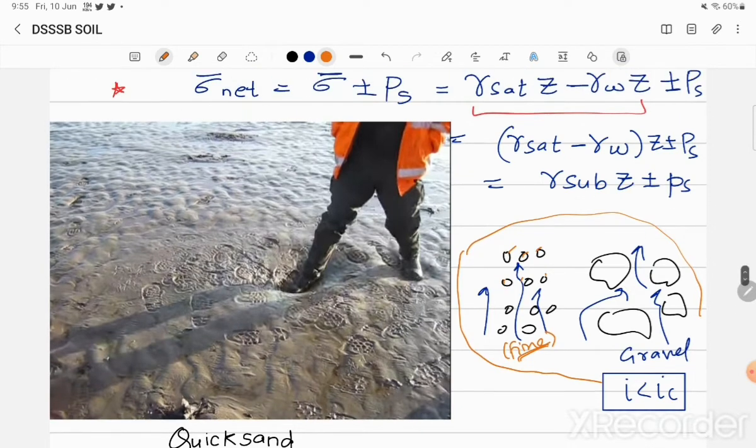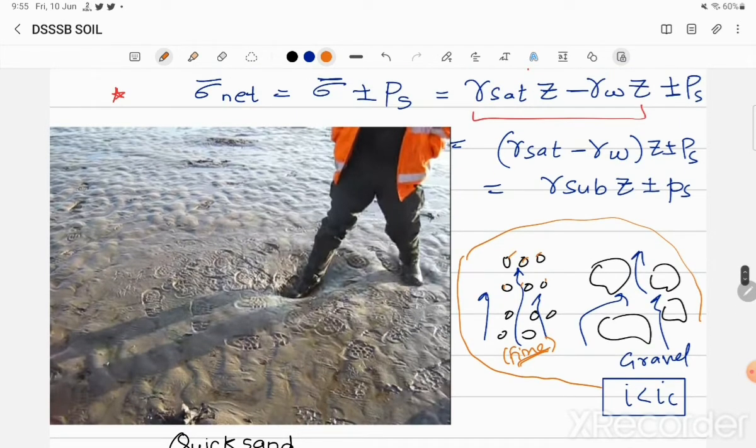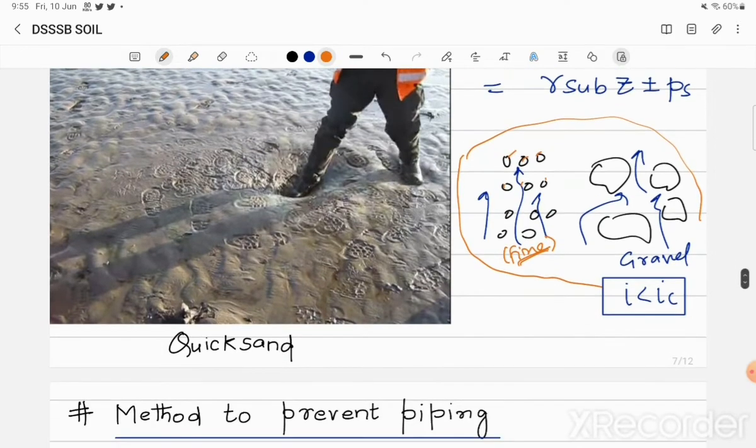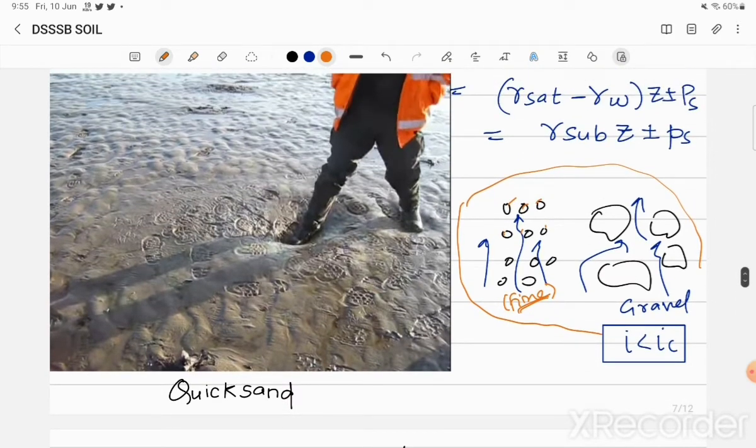Here in the photograph I have shown how quicksand condition behaves. You can see it is behaving as if it is an elastic membrane which is stretching down with the person's feet going down. Hence it behaves fluidy.